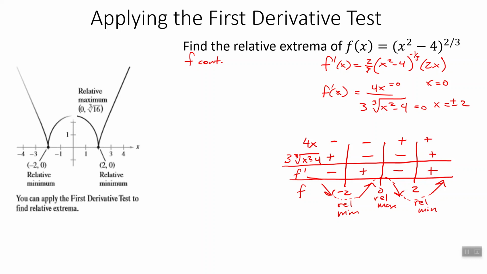And if we look at the graph, we'd have to plug it back into the original. 2 and negative 2 both give us 0. These are both relative mins. They're both also absolute mins. And this guy is a relative max, but depending on the interval you use, it would not be an absolute max.